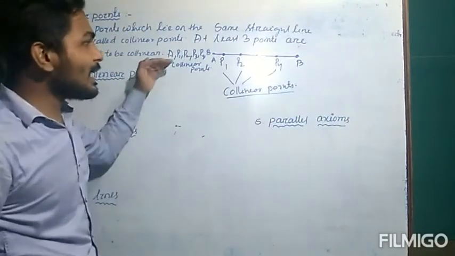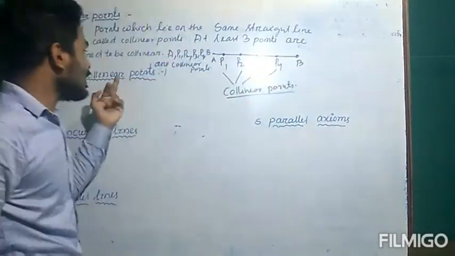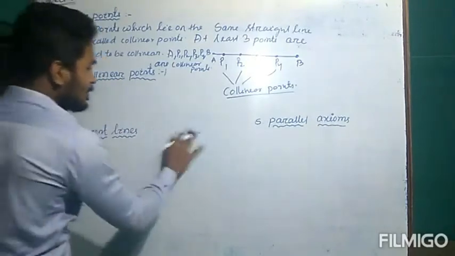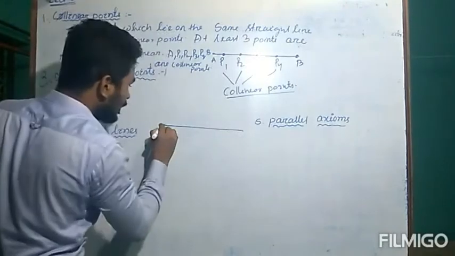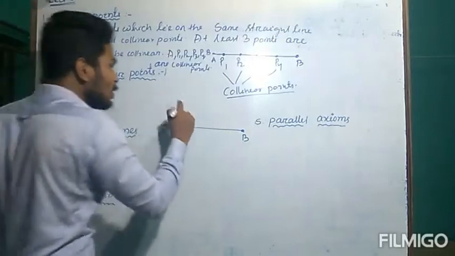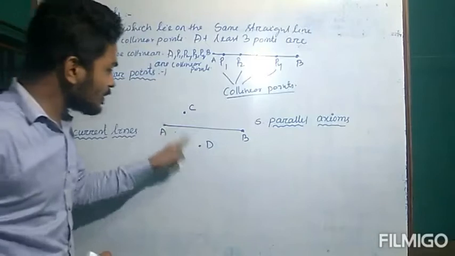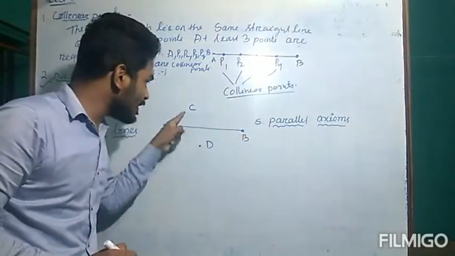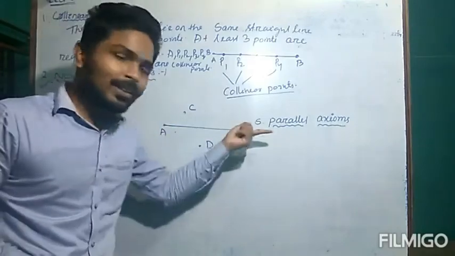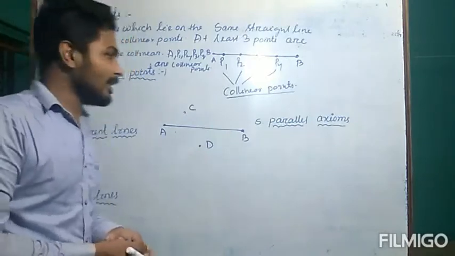As you know, in the case of collinear points, all the points should lie on the same straight line. But here, the points shouldn't lie on the same straight line. Suppose there is a straight line with A and B as the two endpoints. If there are points C and D which do not lie on the straight line, then such points are known as non-collinear points. So the points which do not lie on the same straight line are known as non-collinear points.